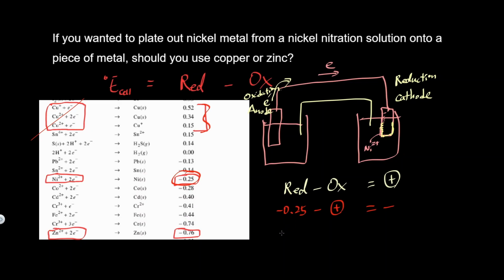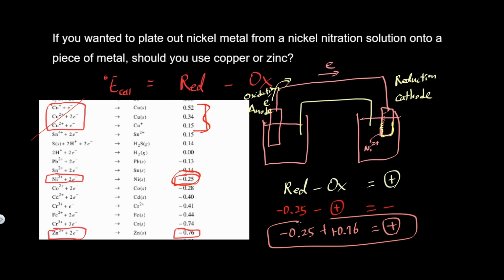What if we use zinc? So negative 0.25, that belongs to nickel here, and then minus negative 0.76. So it becomes some kind of positive number. So this is spontaneous. That's why it's better to use zinc here.